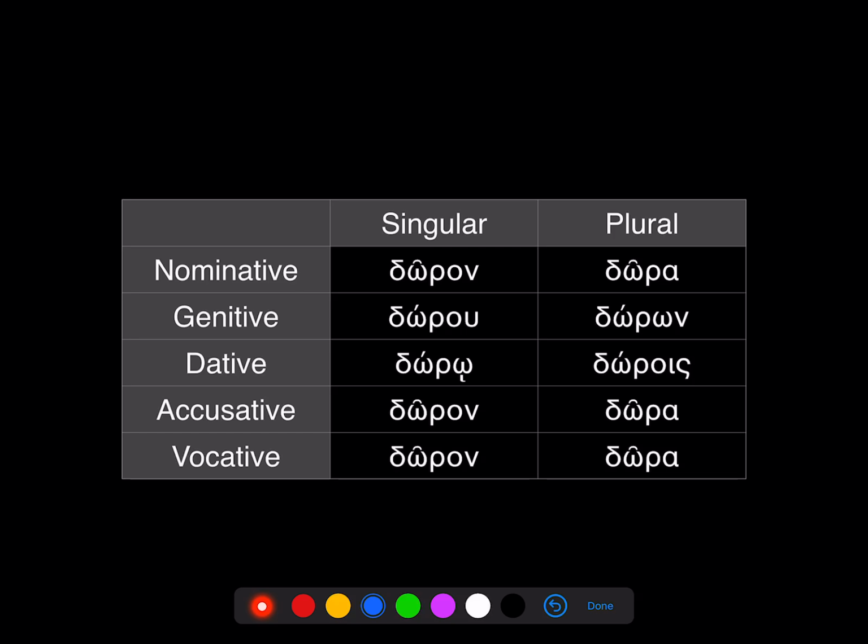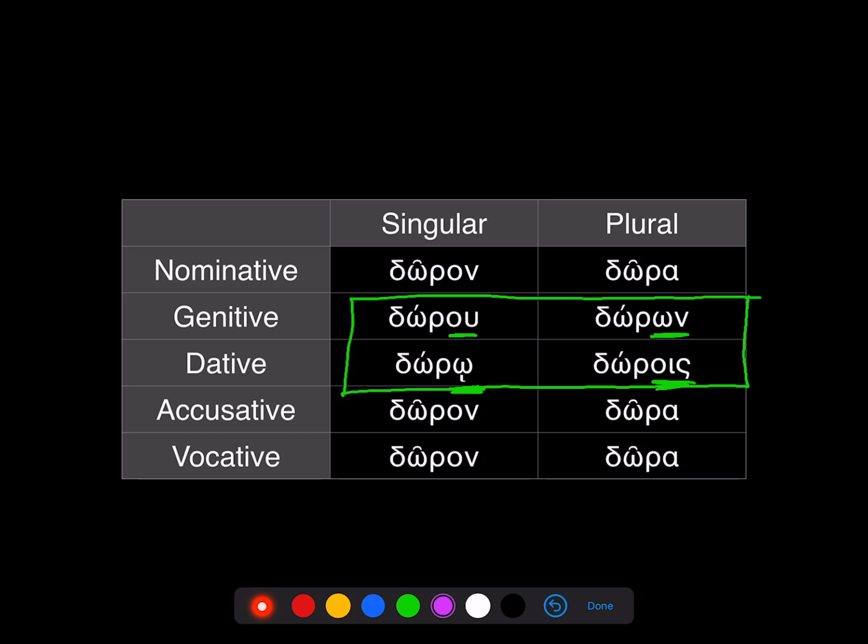So here's an example of a neuter noun of the second declension, doron. And if you look at this, it looks just like the masculine and feminine second declension nouns that we saw in the last lesson in the genitive and dative singular and plural. So we have that oo, oi, own, and ois. Just like the second declension masculine and feminines we saw last time.